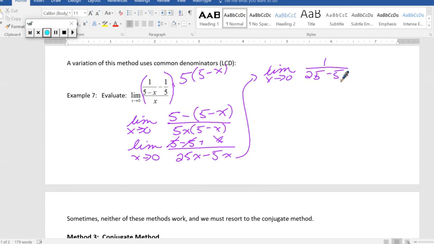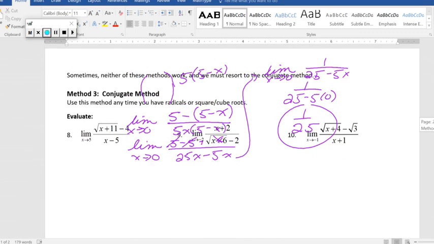At this point, I've simplified my expression down. I'm able to substitute the 0 in over here. The limit notation comes down. 1 over 25 minus 5 times 0. And I wind up with 1 over 25. Moving on to the back page here.